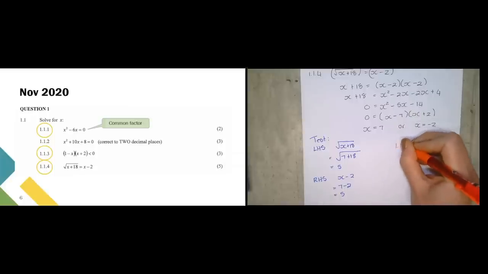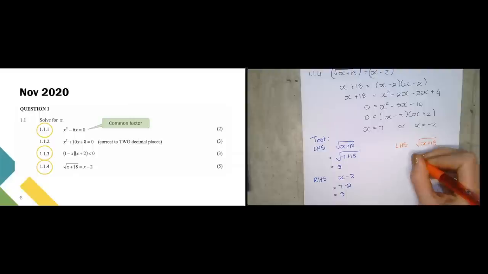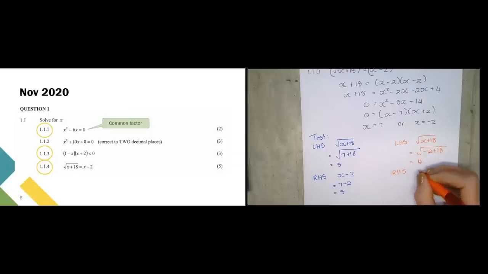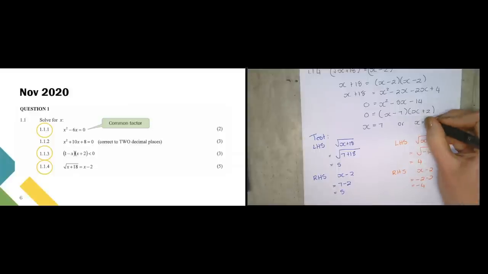What if x was negative 2? Square root of x plus 18. I'm going to substitute in my negative 2 plus 18. That's 16. Square root of 16 is 4. Right-hand side is x minus 2. So, if I go negative 2 minus 2, I get negative 4. Not the same answer, so no, x equals negative 2 was not a solution. So I draw a line through, it's not a solution.